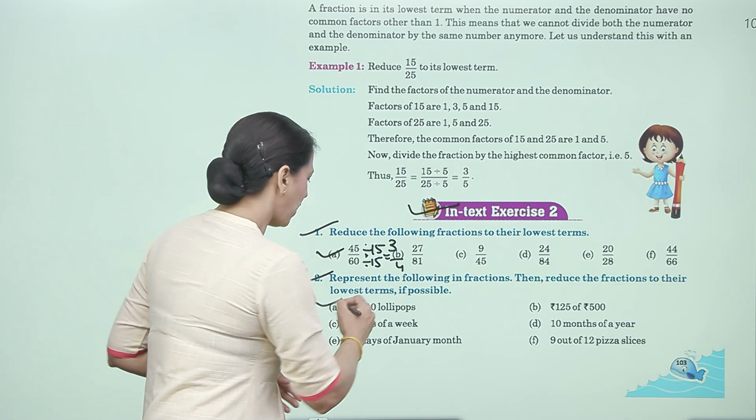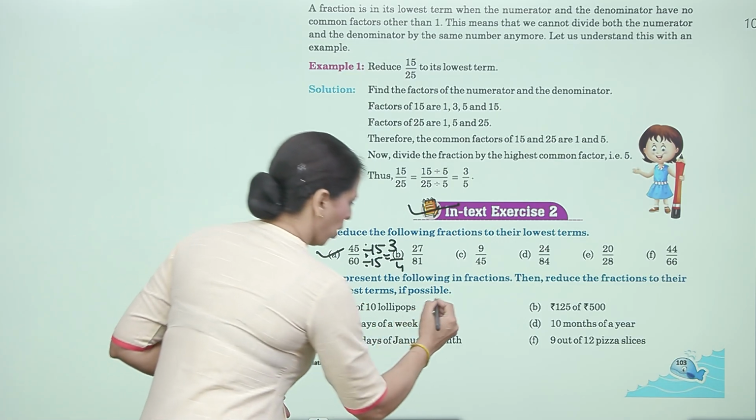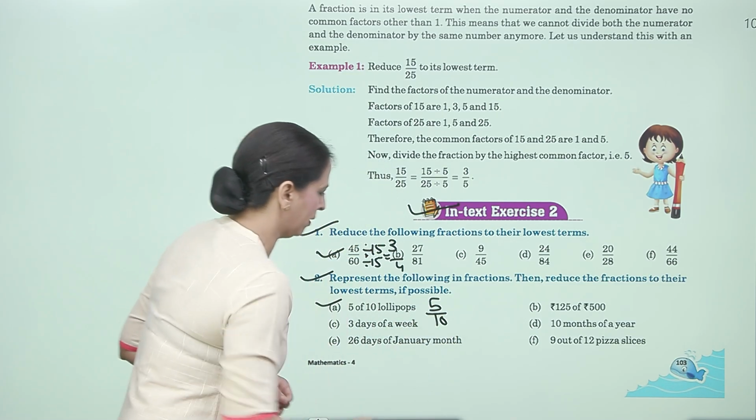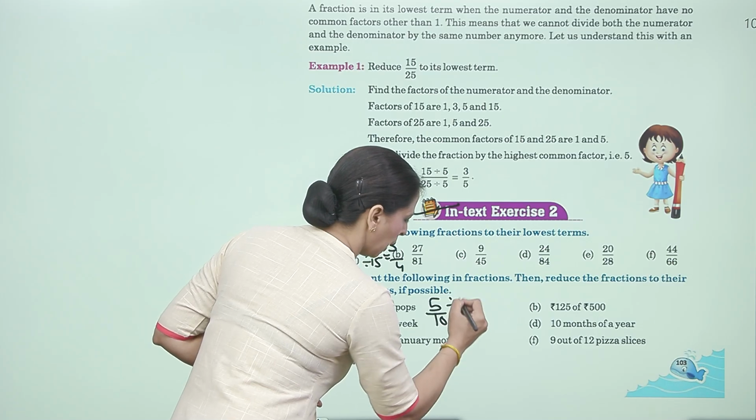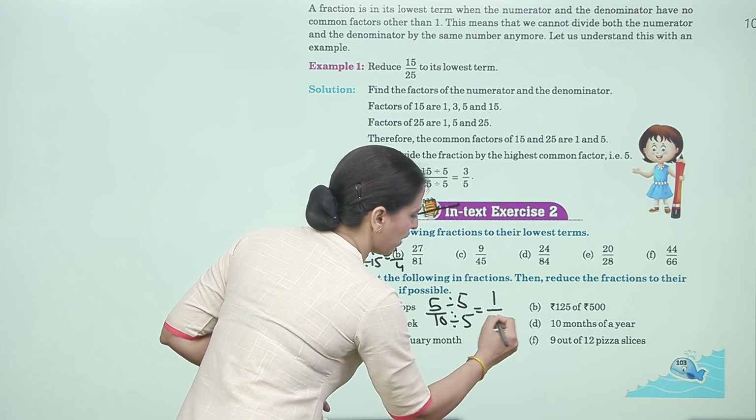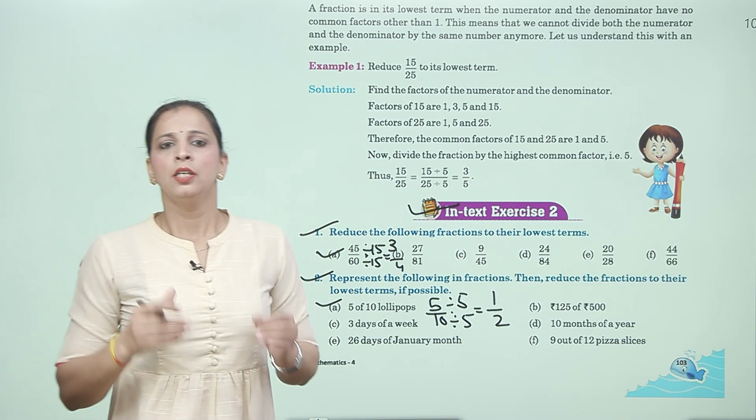A part: 5 of 10 lollipops, that is 5 upon 10. Both are divided by 5. 5 1s are 5, 5 2s are 10. That is the lowest term.